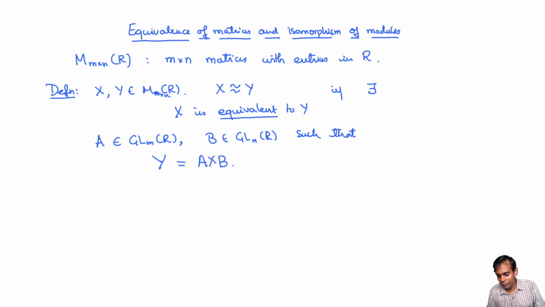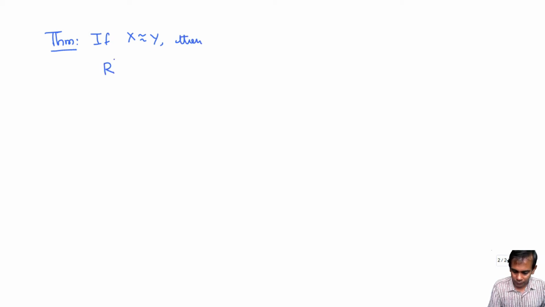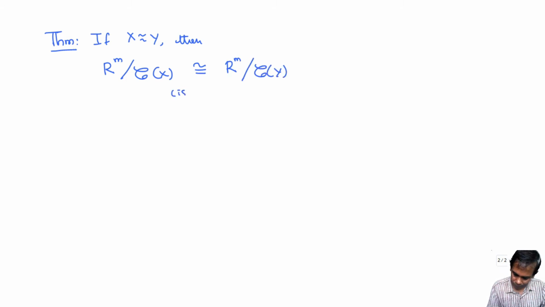So the relevance of equivalence of matrices to the study of modules comes from the following theorem. If X is equivalent to Y, then you can look at the module R^m mod the column space of X. This is going to be isomorphic to R^m mod the column space of Y. Isomorphism of R modules.